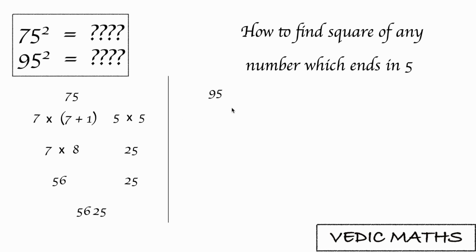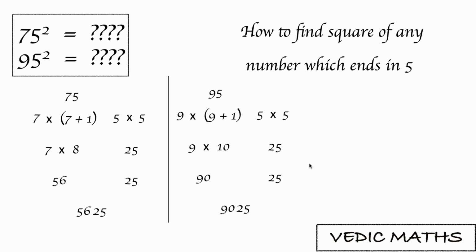Taking the example of 95 and applying the same thing, we get 9 and 5. Now multiplying 9 by 9 plus 1, and 5 by 5, here we get 9 times 10 and here we get 25. 9 times 10 is 90 and 25 here. So the answer is 9025. See how simple it is.